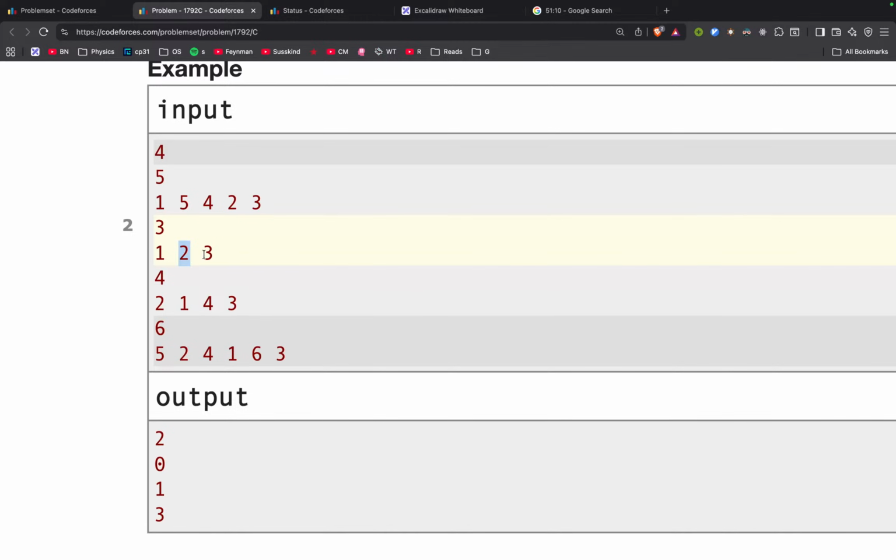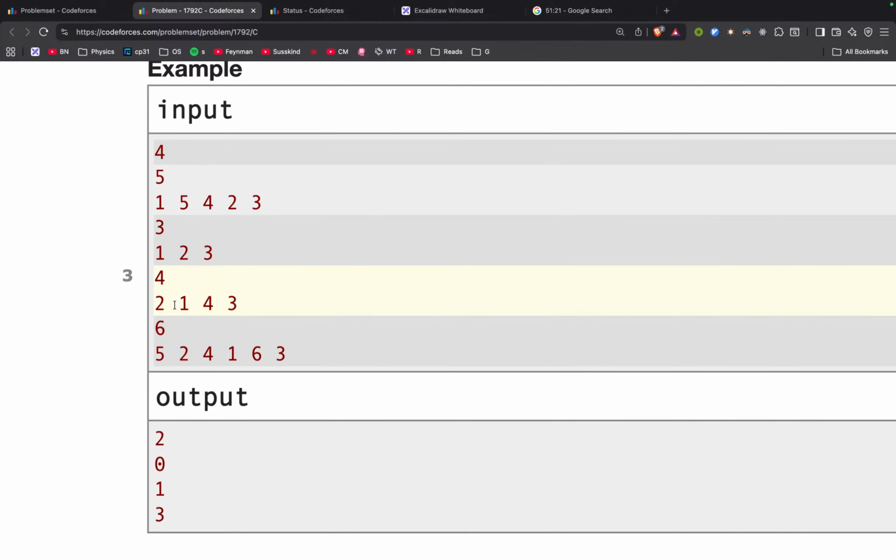Here n is odd, so we do not look at this pair, we look at this. This is in order and at their correct places, so 0. And then here the innermost pair is 2 and 3. They are in order, but they are not at their correct places.